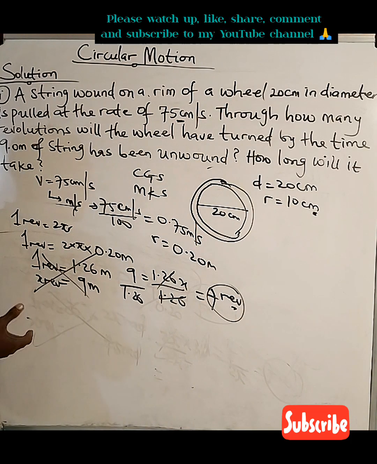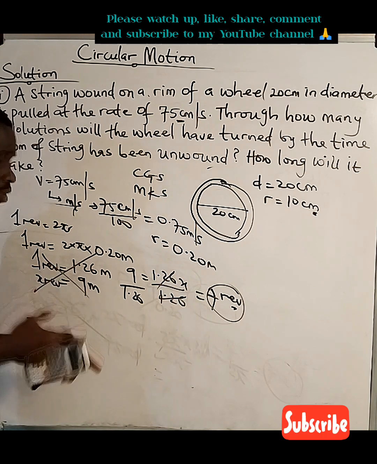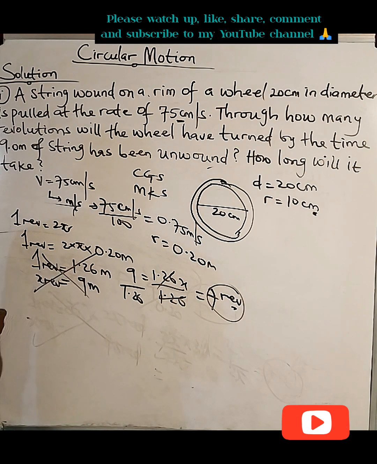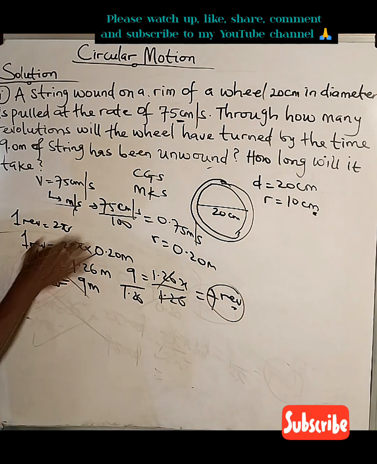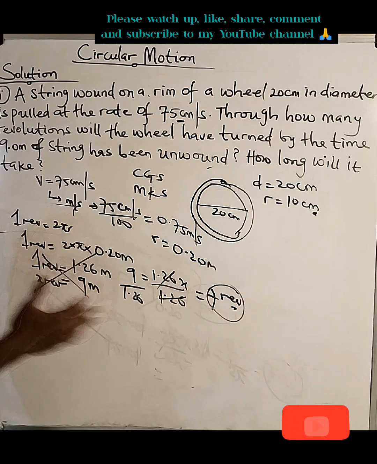So this is just it. Either you use the first method or you use this method. This method is very direct, so whichever one is okay. The next thing we're going to solve now is how long it takes the whole circular motion to take place.